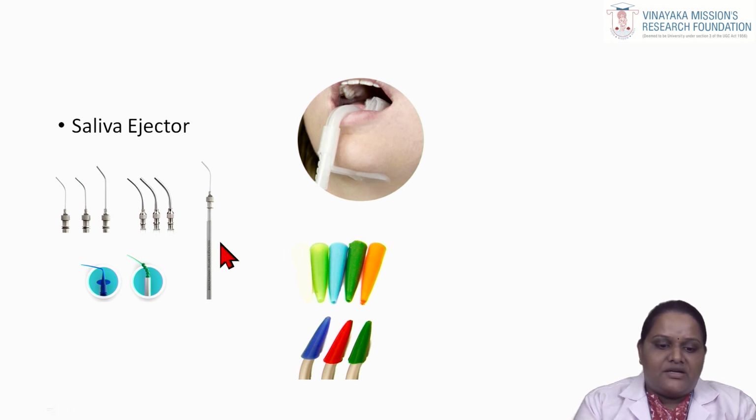One is the metal ones. The metal ones are usually autoclavable, and the other one is a plastic one. It even comes with a tongue retractor, so it paves the way for better isolation. These are also called disposable saliva ejectors. It comes in different colors and is not reusable. It's just used for one patient.